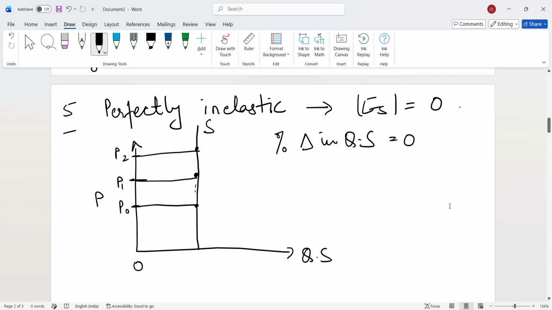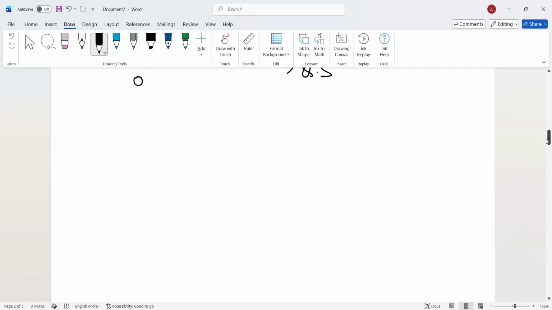Okay, so these are the five types of price elasticity of supply. I'm repeating it again. It's very, very simple and it's almost similar to your demand elasticity, right? Okay. All right.